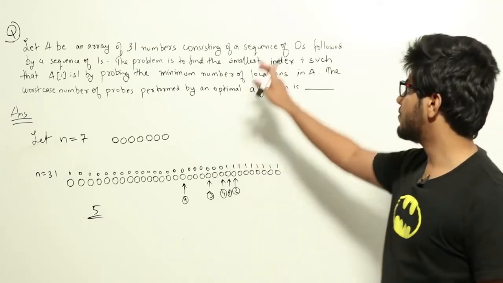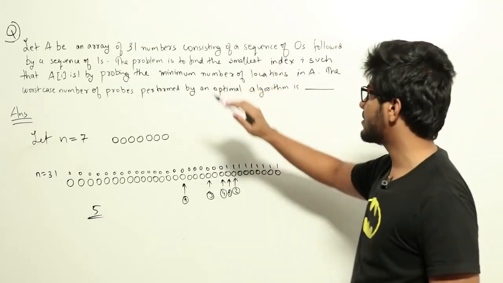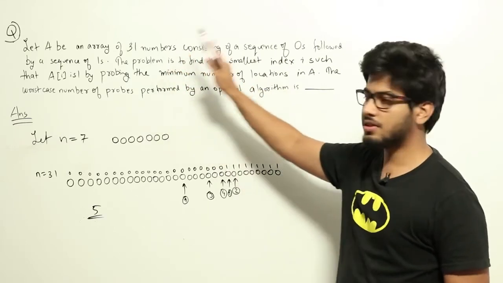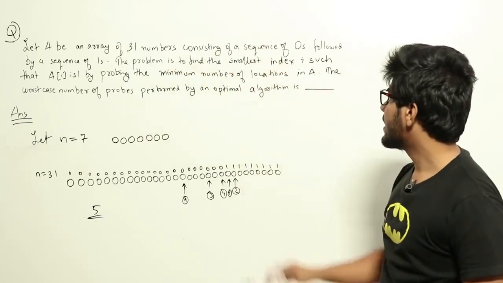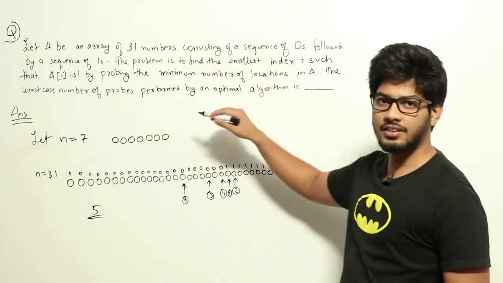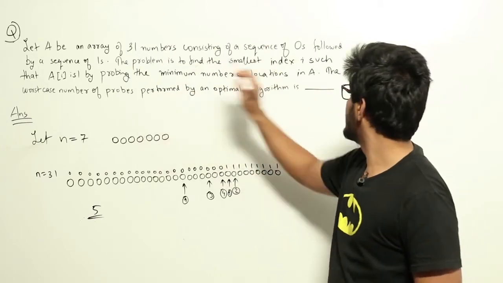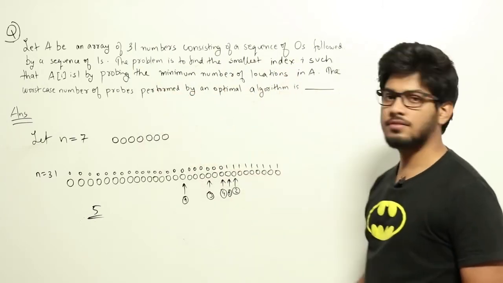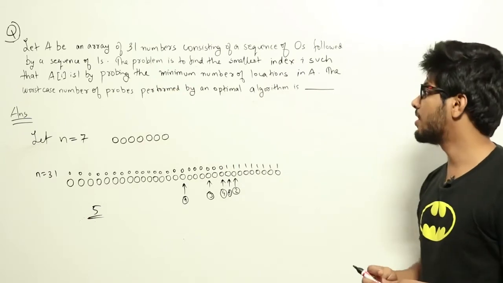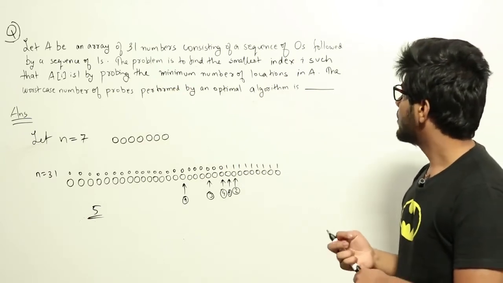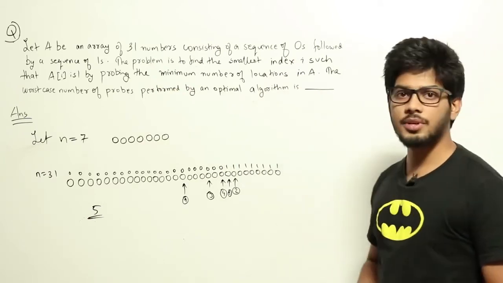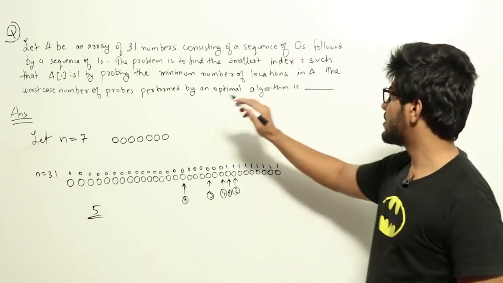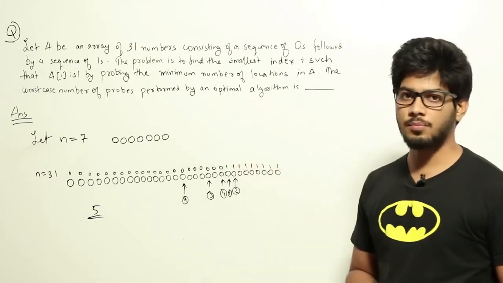So in this question, we have been given an array of 31 numbers, which will be a sequence of zeros followed by a sequence of ones. And we need to find the index where that one starts, that is the smallest index I such that A[I] is 1. That's, we need to find out where ones start. So they are asking, if you are using the optimal algorithm to do this, what is the worst case number of probes performed by this?